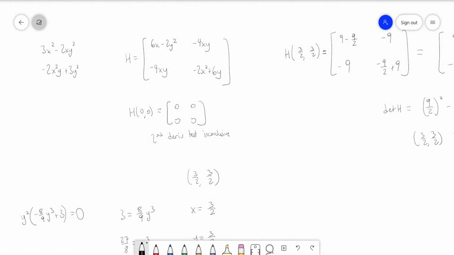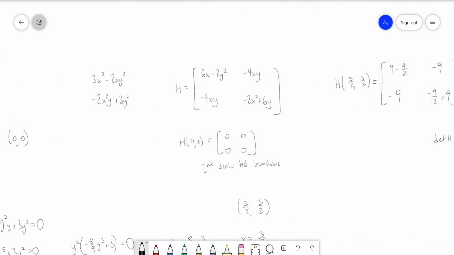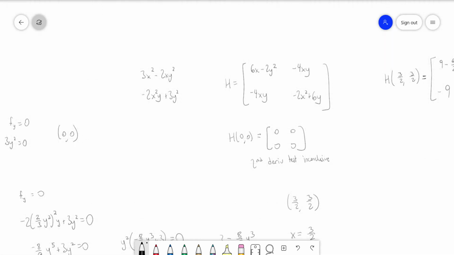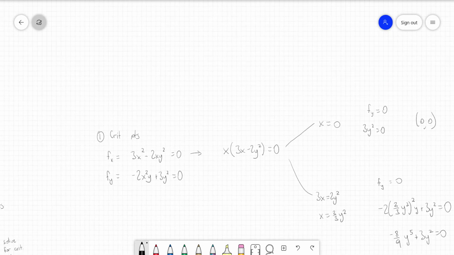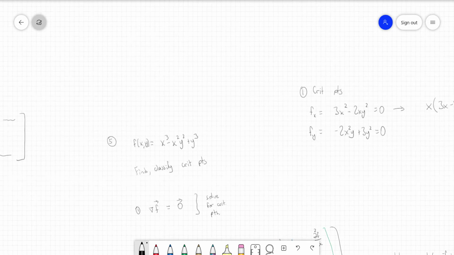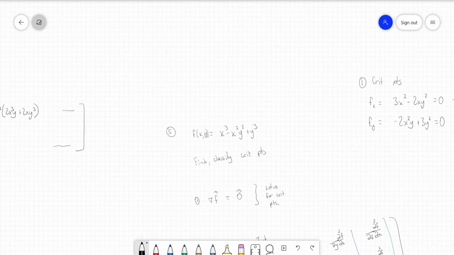Okay, but let's go back to the original function. Let's try to determine if the origin was a max or a min or neither. Okay, so this was our function f.